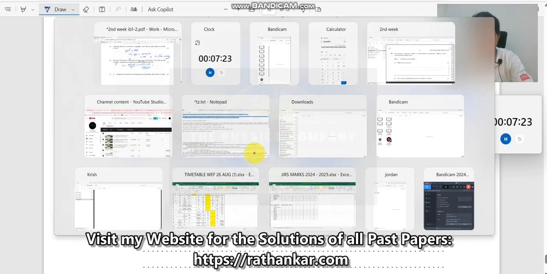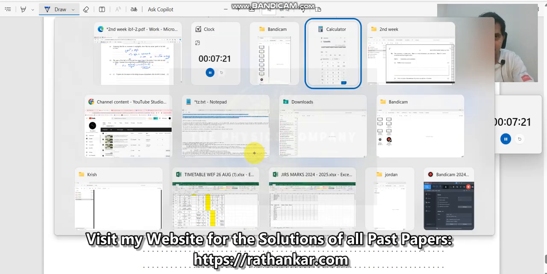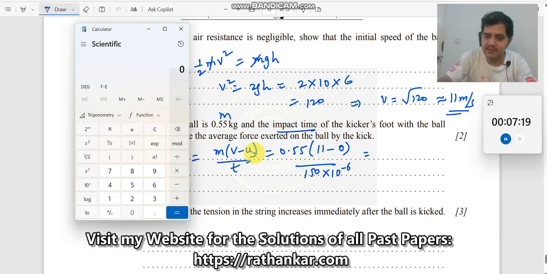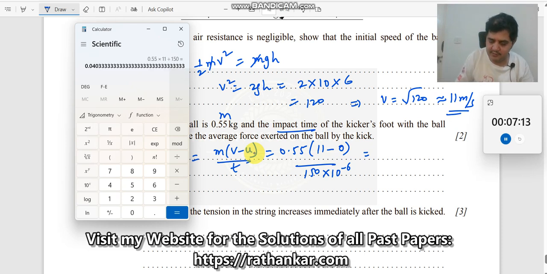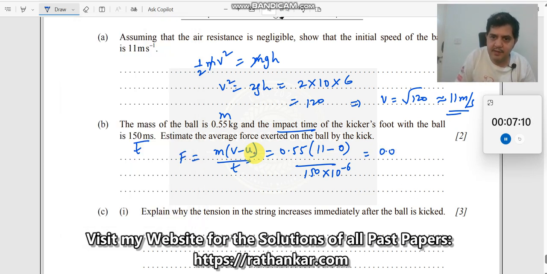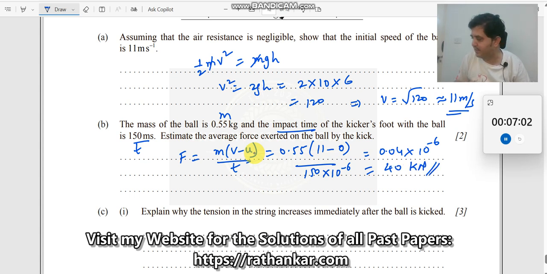When you do this, where is my calculator? It's here. So I get 0.55 times 11 divided by 150, so it's equal to 0.04 into 10 to the power of minus 6. I need force here, so I can put this as 40 kilonewton. This is too much, right? So 40 kilonewton. Did I miss anything?